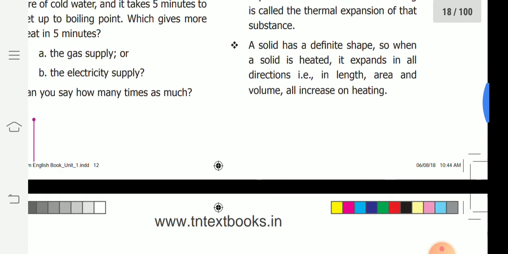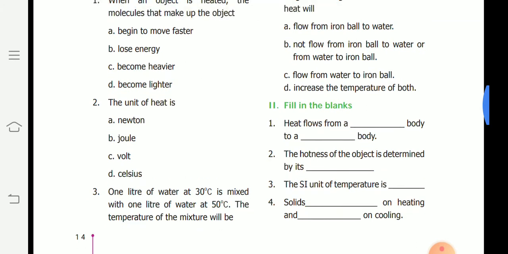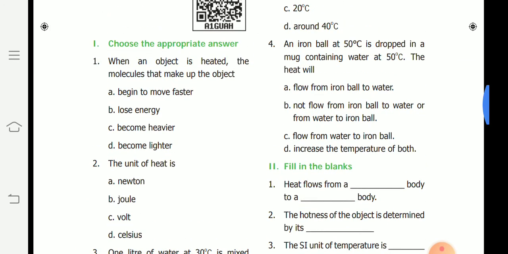Okay, now we finish the first lesson, children. Next one, come to the evaluation.